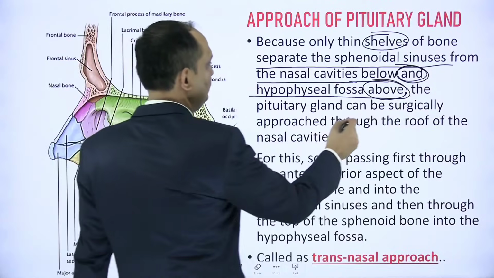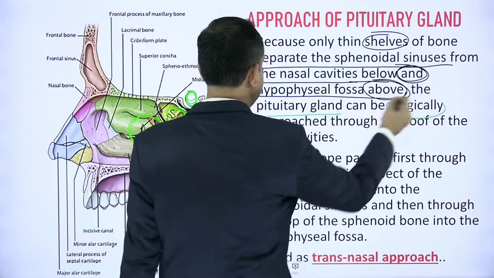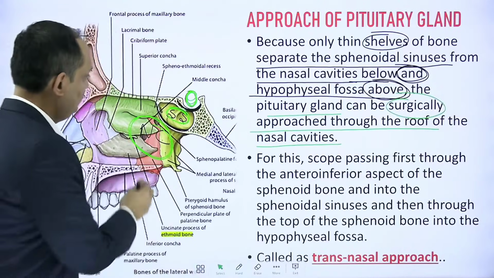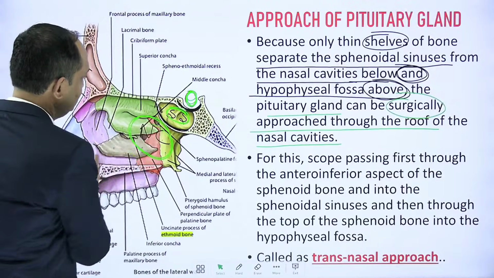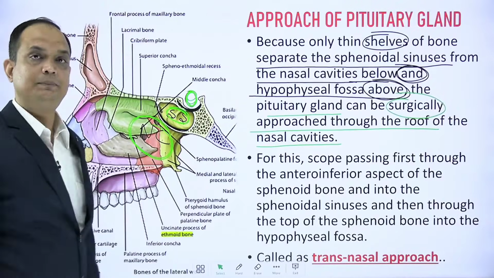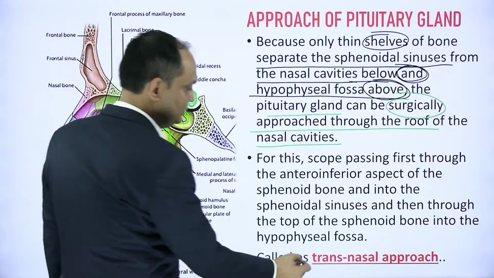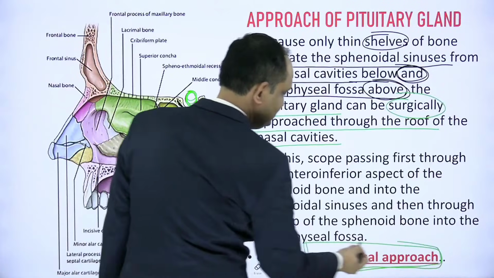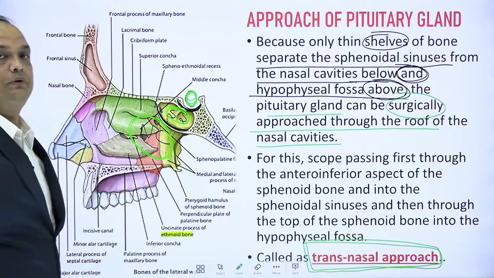Now, the pituitary gland can be surgically approached through the roof of the nasal cavity. So, this is the roof of the nasal cavity. Through this roof, you can approach the pituitary gland, and this approach is known as the transnasal approach of the pituitary gland.